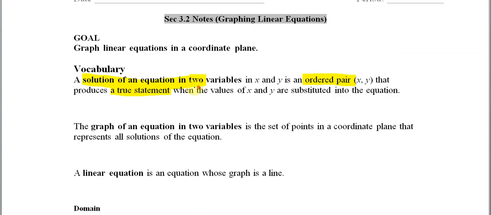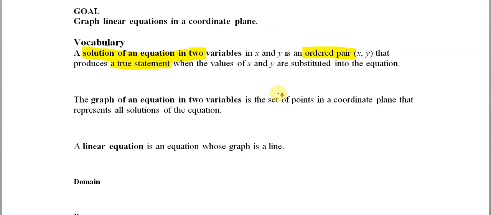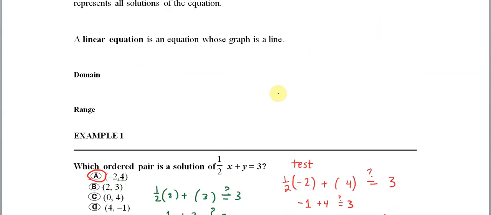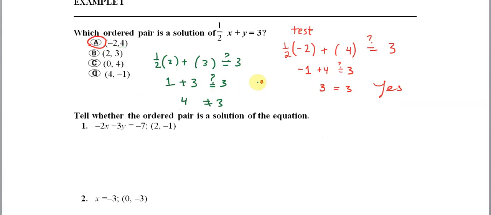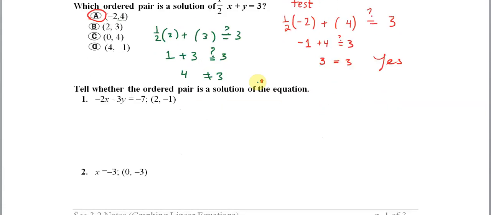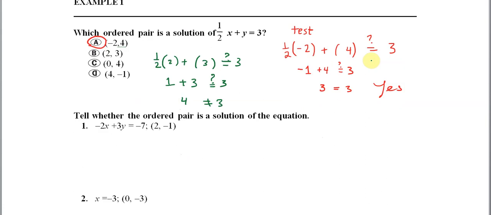Okay, so let's reference our definition here. The solution is an ordered pair xy that produces a true statement when x and y are substituted into the equation. Okay, so that's what it means when we're doing these problems. All right, so I will reference the other vocabulary later, and I will work through the next couple of examples here. So in this number 1 here, exercise 1, tell whether the ordered pair is a solution.